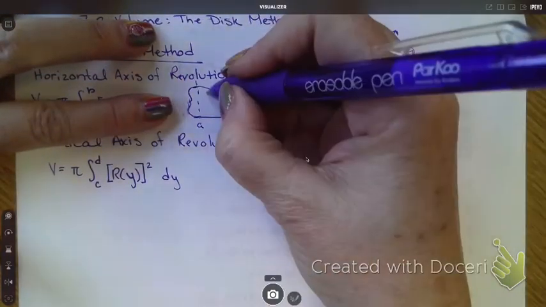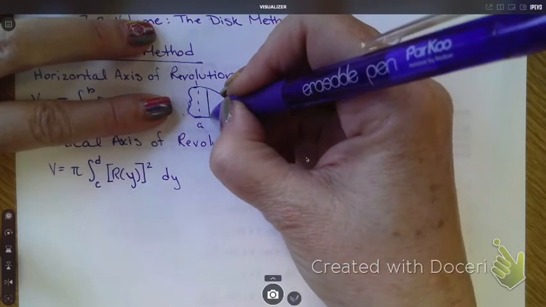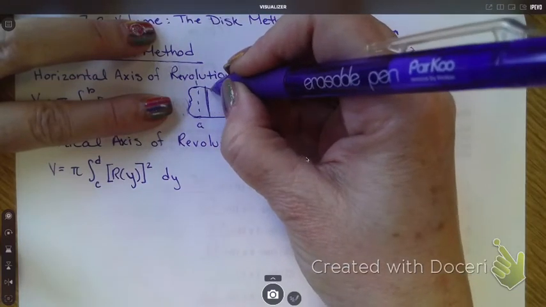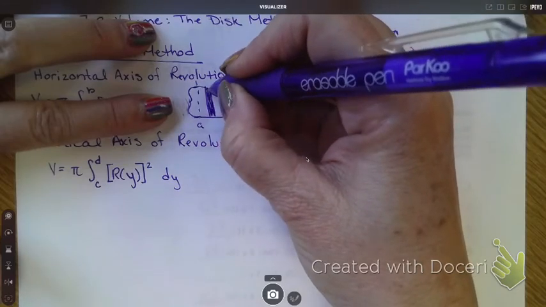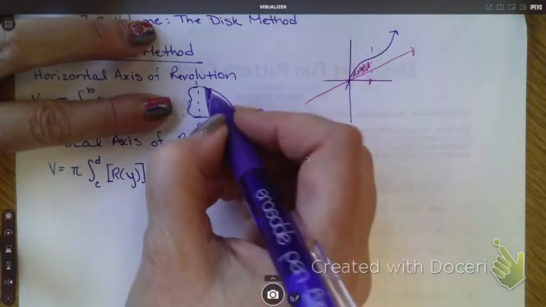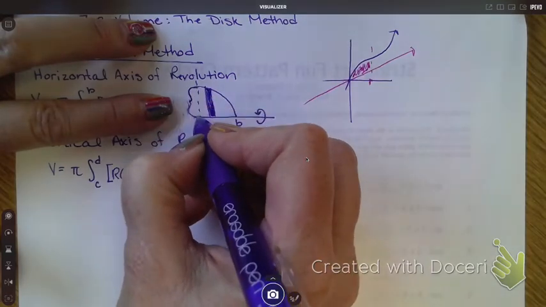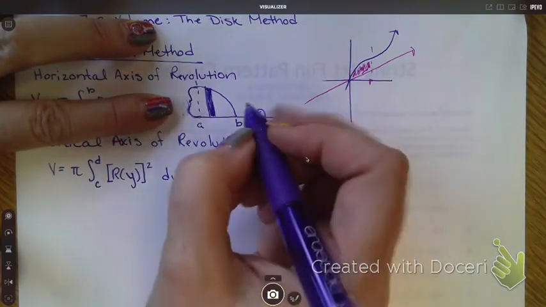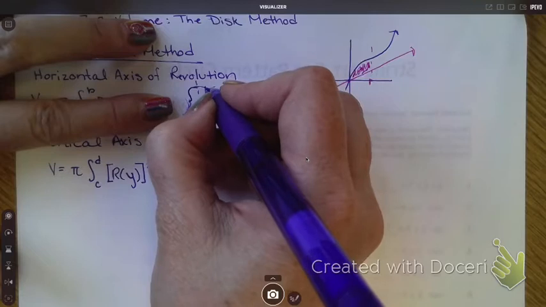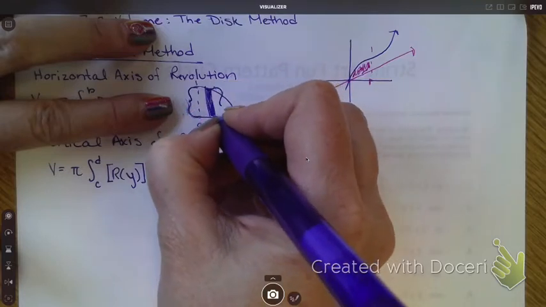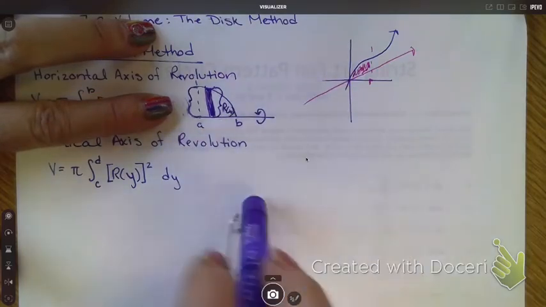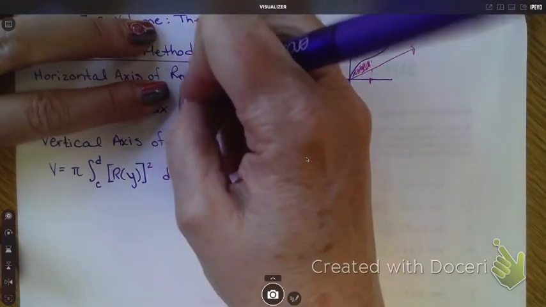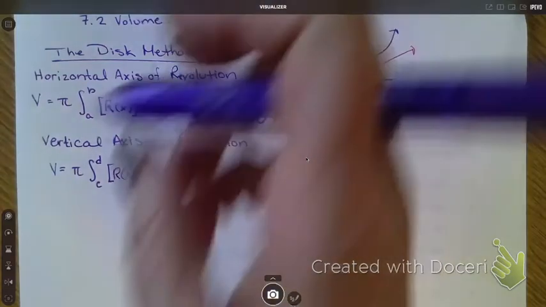Well, if this is my disk here, my piece, see that? Yeah. Then from here to here would be my radius. Or here, I'll put it over here. So from here to here would be your R of X. It's your radius of revolution. Oh, okay. And that's why it's a capital R.